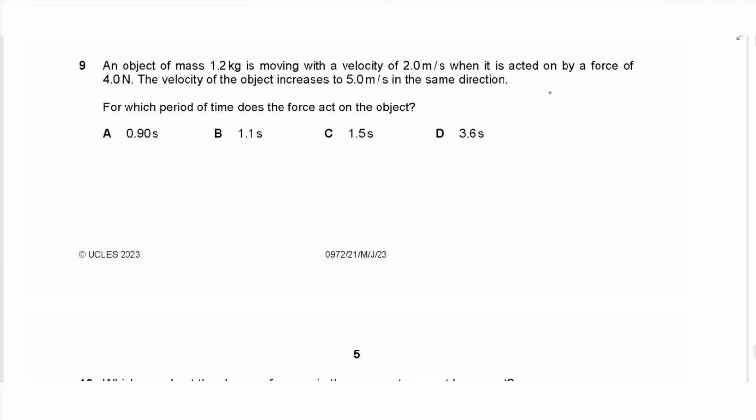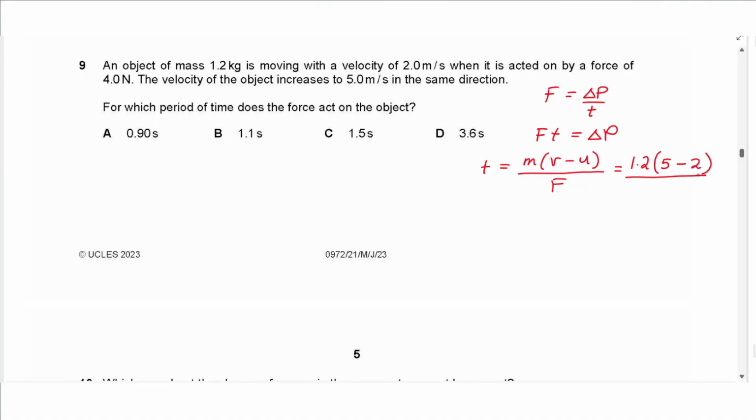We can use the equation force equals the rate of change of momentum, or force multiplied by time is equal to the change in momentum, making the time subject. It's a change in momentum, which is m multiplied by v minus u, change in velocity, over the force. Then we substitute. We have the mass 1.2, the final velocity was 5, the initial velocity was 2, and the force was 4 newtons. This gives an answer of 0.90 seconds, so it's A.